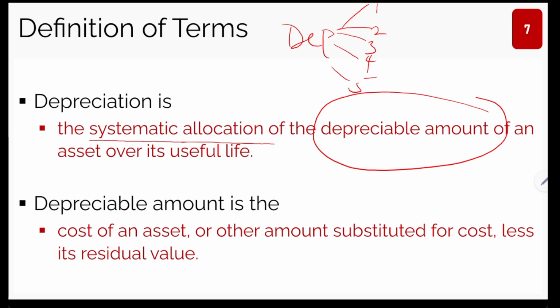So the next question is, what is the depreciable amount? Now, the depreciable amount is the cost of an asset less its residual value. Simple. Cost less residual value is depreciable amount. All right. So these other ones is just to properly define what cost is. Cost of an asset or other amount substituted for cost less its residual value. So always remember, depreciable amount is cost minus residual value.